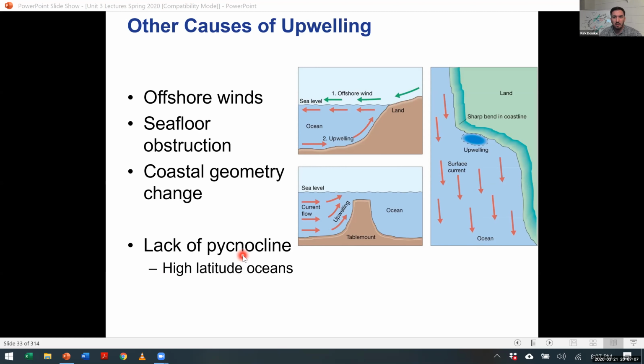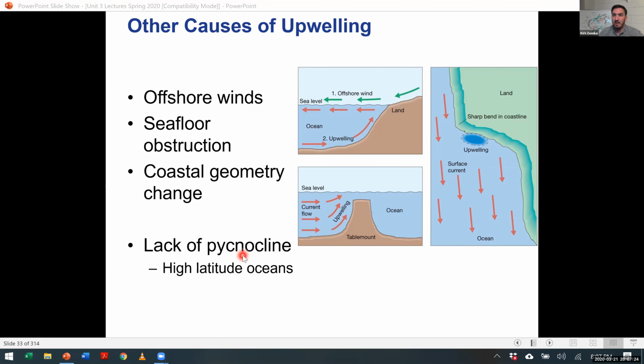Pycnocline. There's that word again. We talked about it. I forget, it was on the exam. The halocline, I think, was on the exam when you're measuring salinity. The thermocline is when you're measuring temperature. The pycnocline is what we call it when you're measuring density.